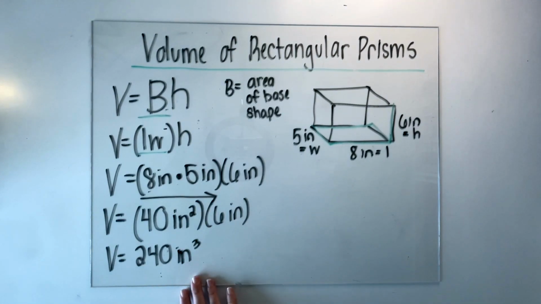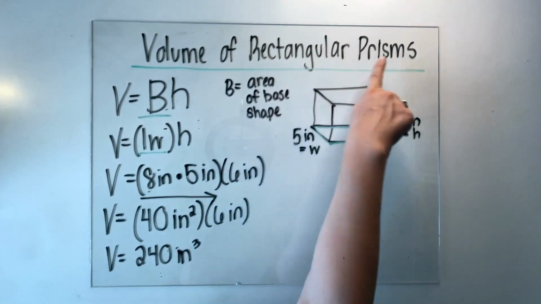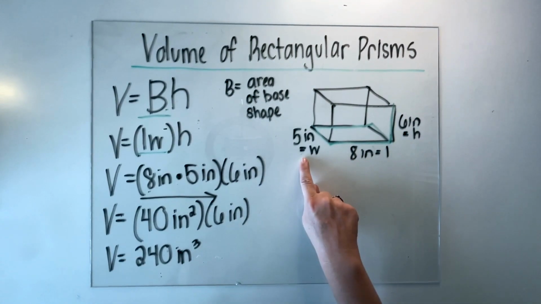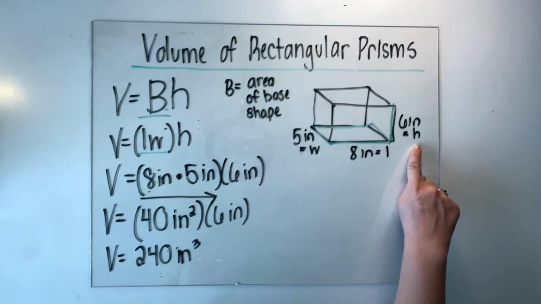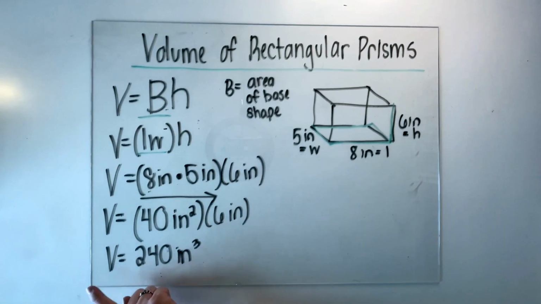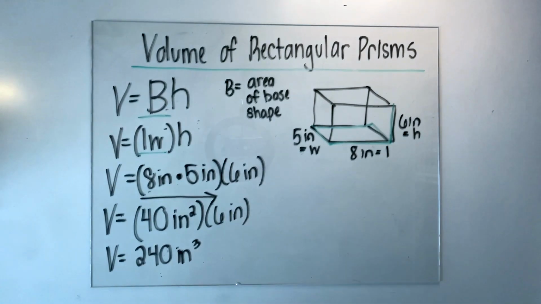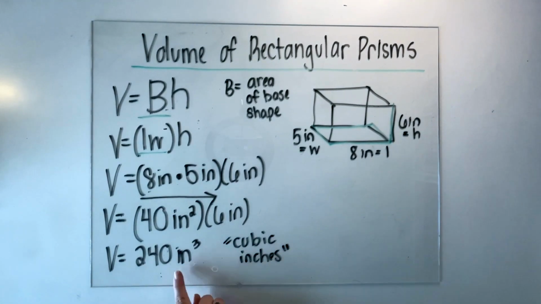This means we could say the volume of this rectangular prism that has a length of 8 inches, a width of 5 inches, and a height of 6 inches has a volume of 240 cubic inches. We don't want to say inches to the third power, inches cubed. We want to say cubic inches.